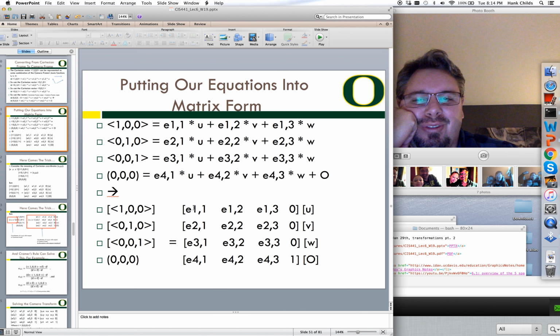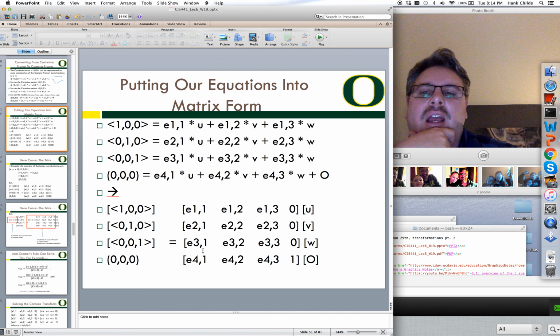It says that 1, 0, 0 is equal to E11 times U plus E12 times V plus E13 times W plus nothing times the origin. And this direction is equal to E21 times U plus E22 times V plus E23 times W, and so on. So this is just taking this formula and then isolating out the camera frame and putting it in matrix form.